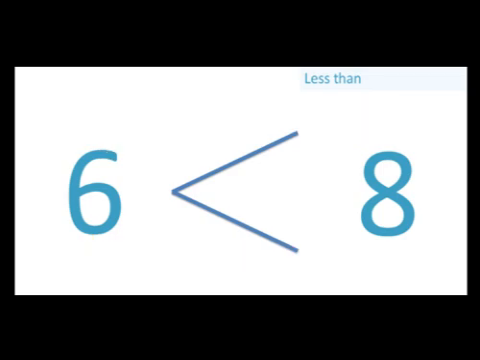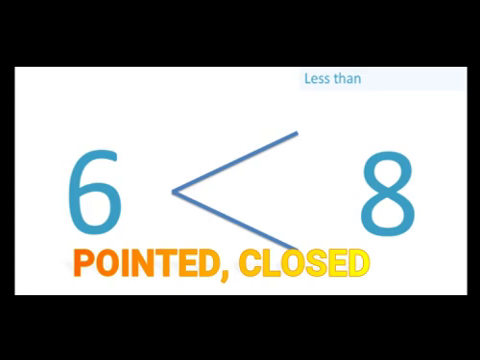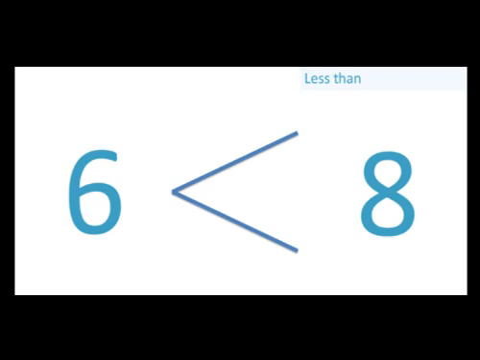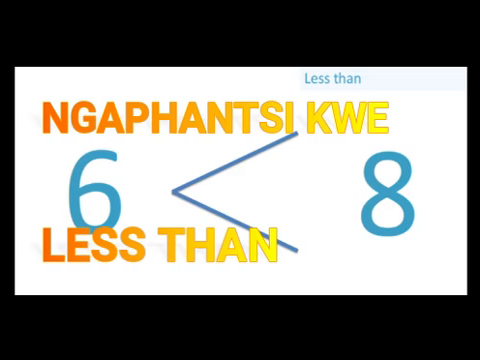Look at the pointed side or the closed side of the symbol. Jonga eli cala litsolo okanye eli cala livaliweyo lolu phawu. 6 is next to the pointed side or next to the closed side. Uzintandathu ufutshane necala elitsolo okanye necala elivaliweyo. 6 is less than 8. Isithandathu singaphantsi kwesibhozo.